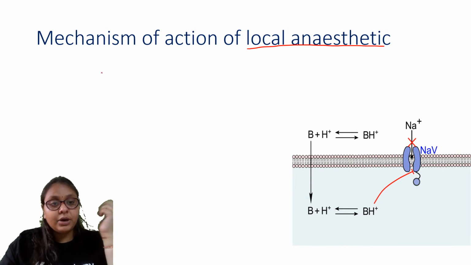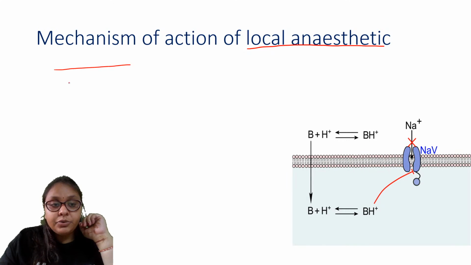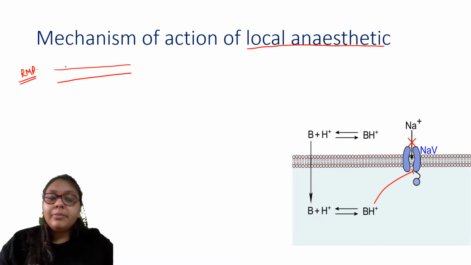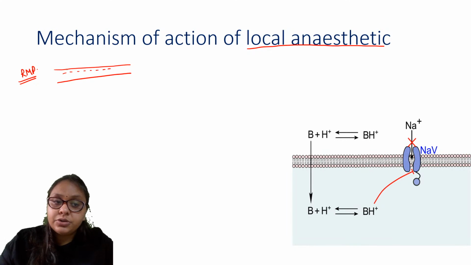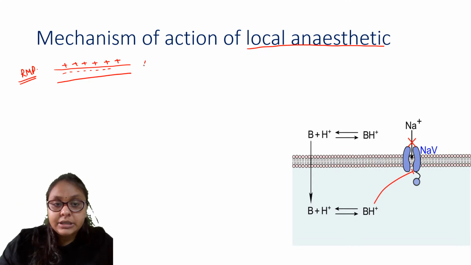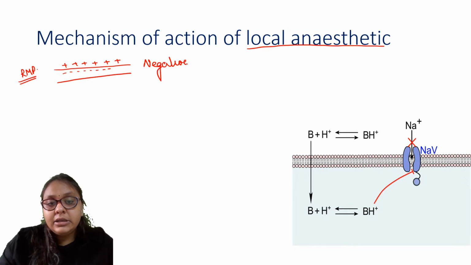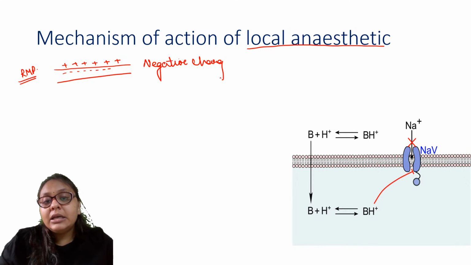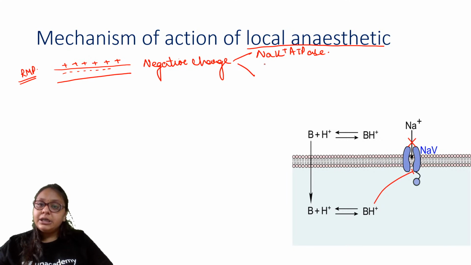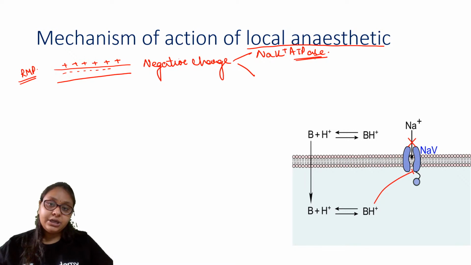So if this is a neuron, in the resting membrane potential, what happens is there is negative charge here and positive charge here. This negative charge inside is because of 2 reasons. The negative charge inside the neuron in the resting membrane is because of 2 reasons. One is the sodium potassium ATPase pump, which is an energy dependent pump.